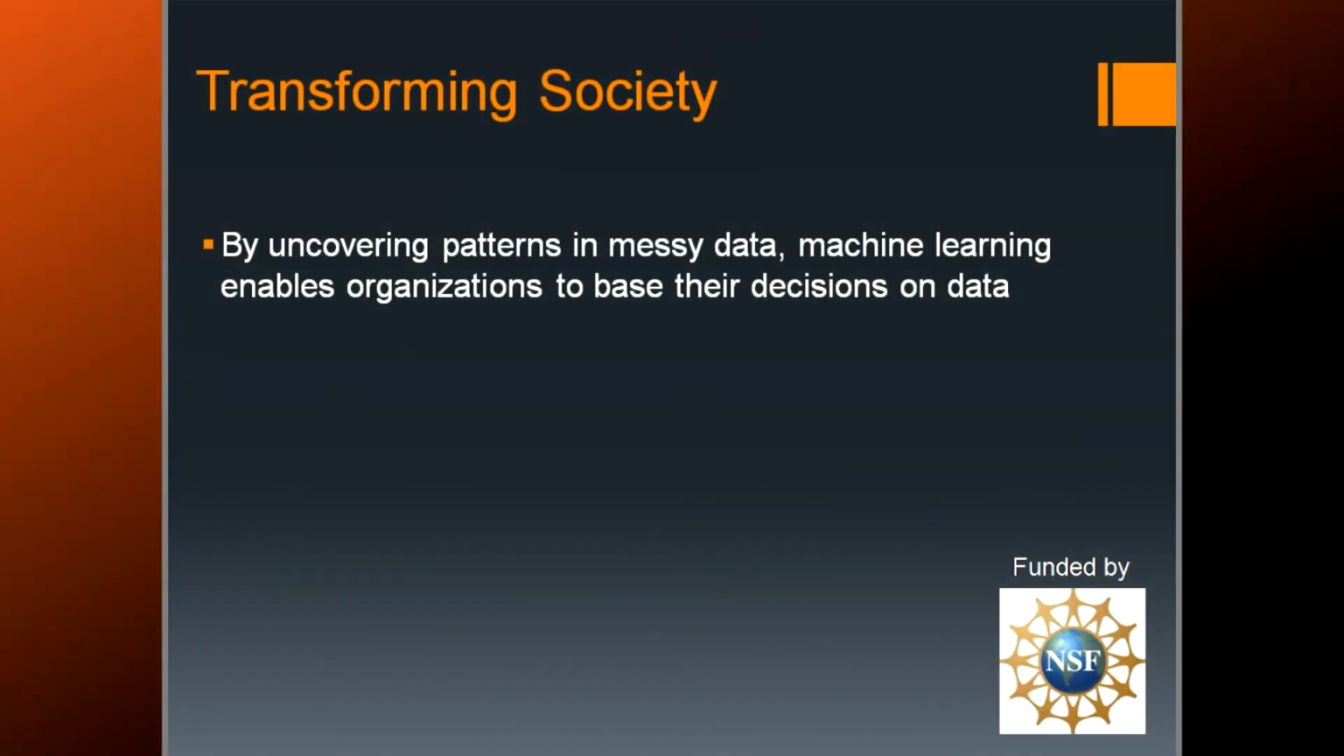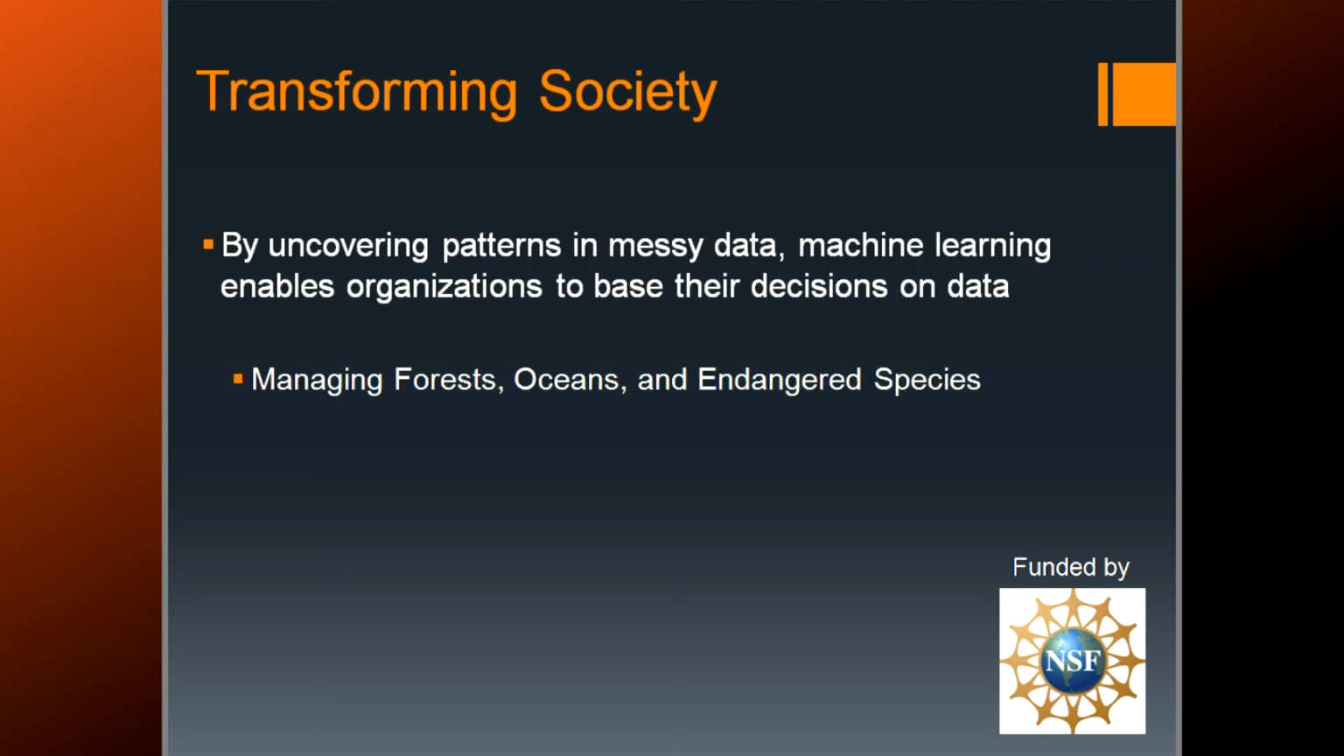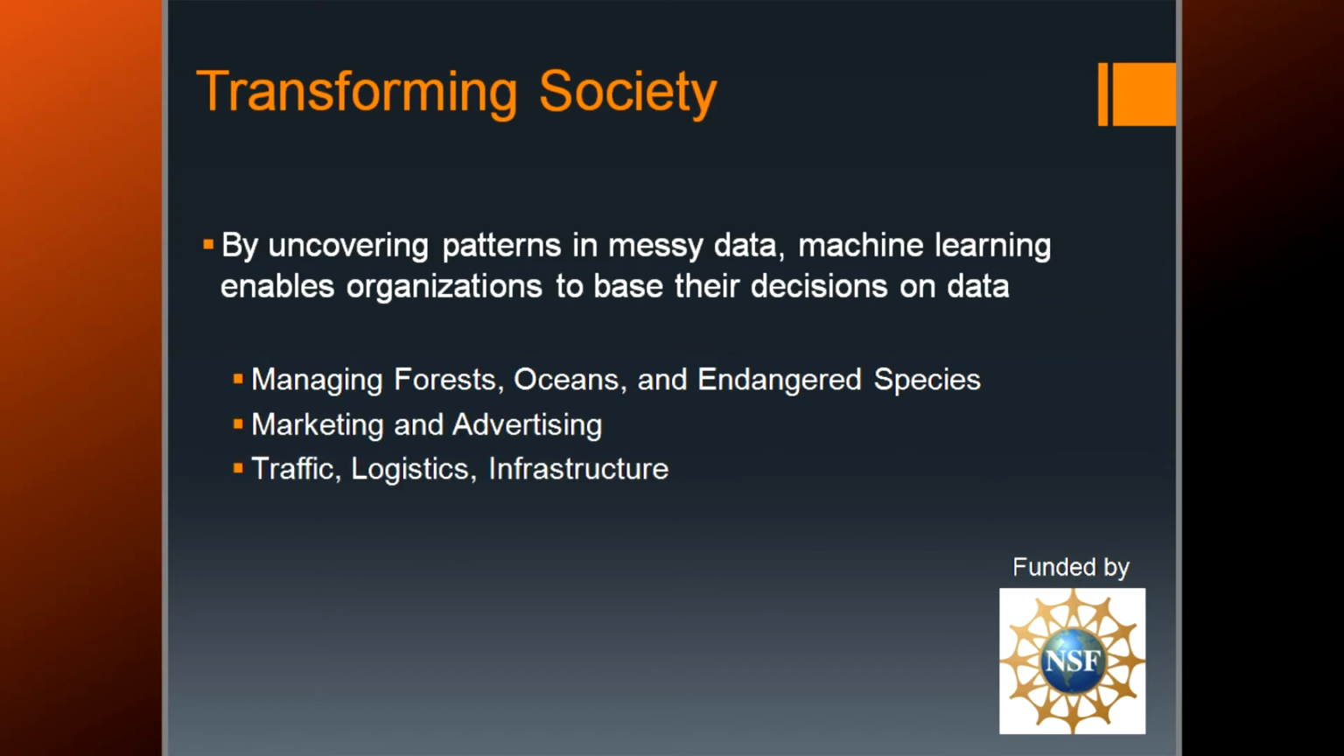So machine learning is transforming society in many ways. By uncovering patterns in messy data, it's allowing organizations to base their decisions more on data and less on the way things have always been done. So it's allowing us to transform the way we manage our forests and our oceans and endangered species, like many of these bird species. It's also key to marketing and advertising, to managing traffic and improving logistics and infrastructure, including the water and the electrical power grid.